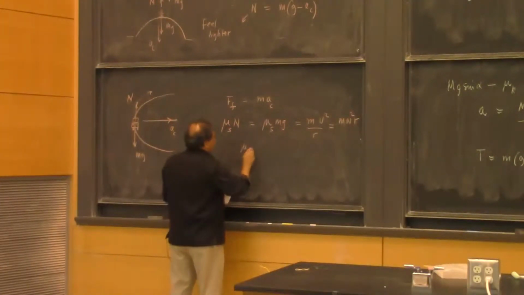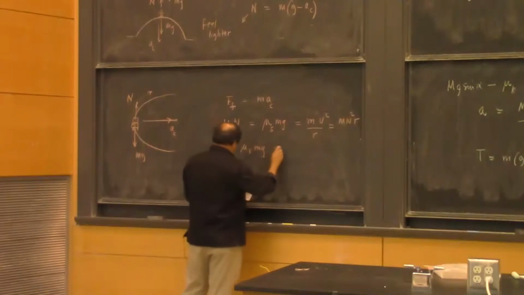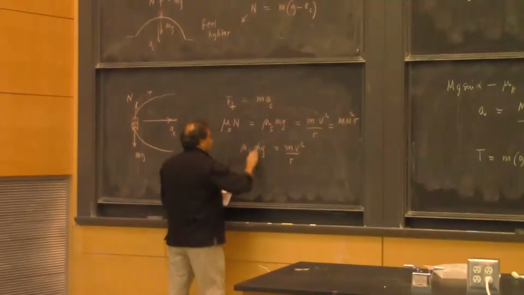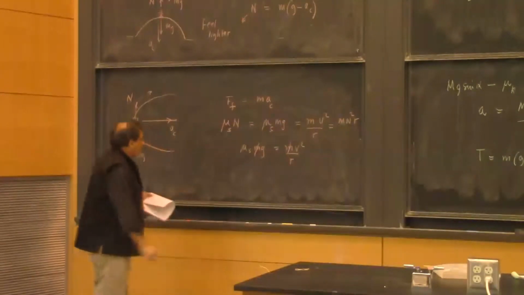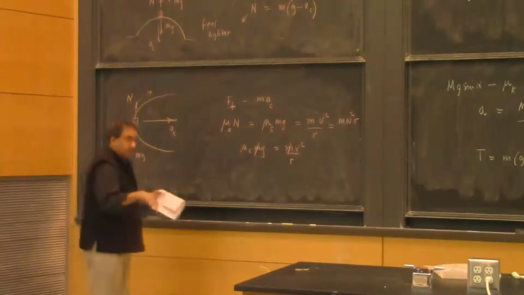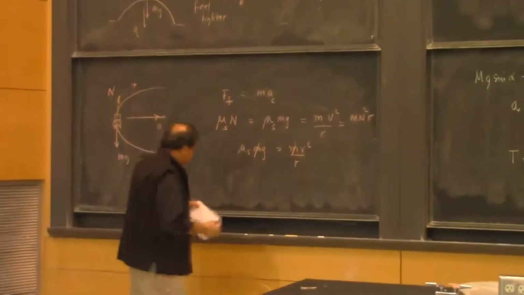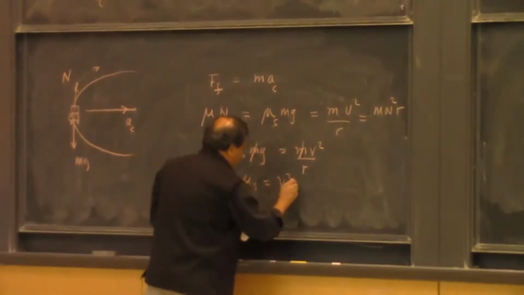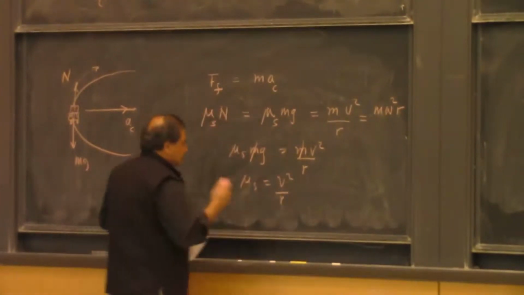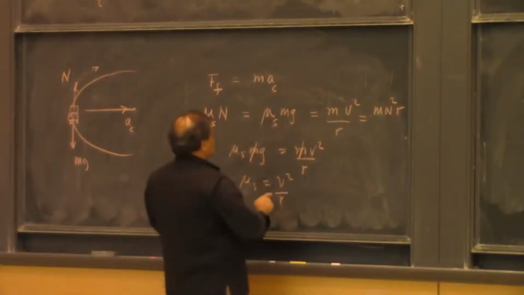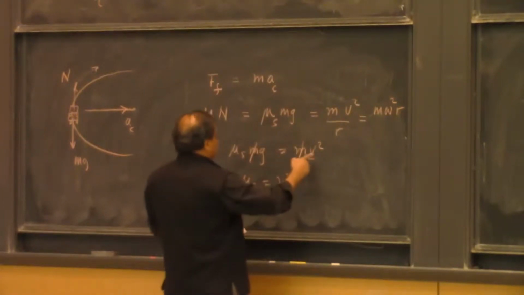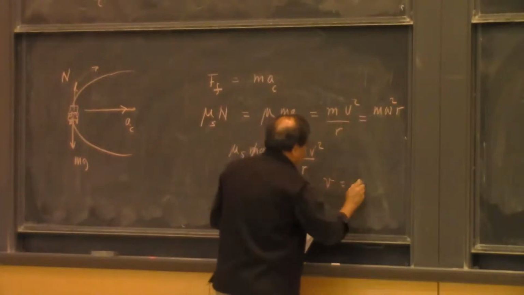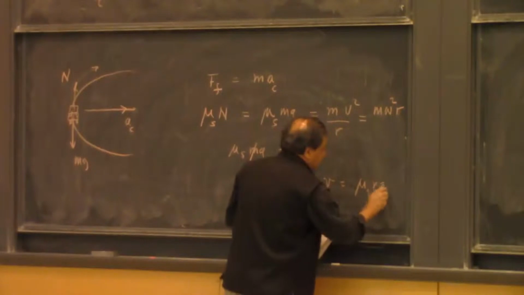So I can write mu s times mg equal to mv squared over r. The m cancels out. Curiously, the mass of the car doesn't matter. Whether it's a truck or a tiny little Fiat, it doesn't matter. And therefore, mu s is going to be equal to v squared over rg, which means the maximum speed you can sustain is going to be the square root of mu s times rg.